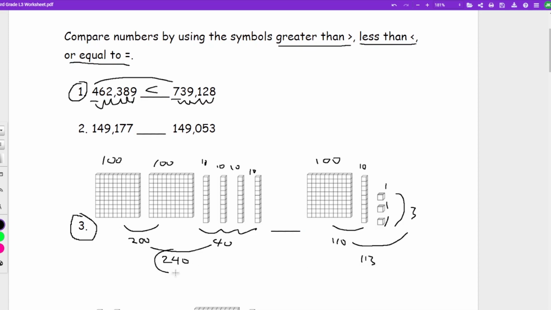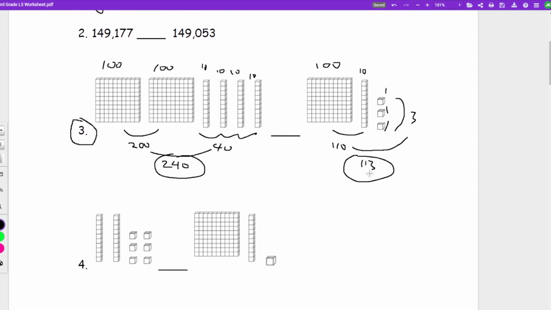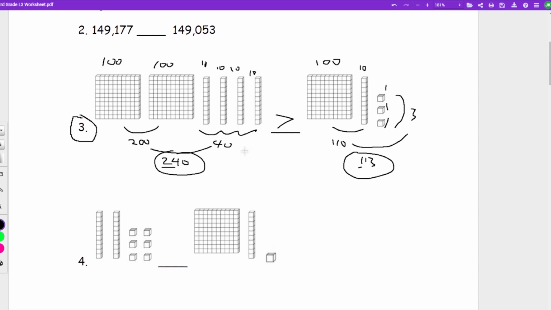Now, I'm going to compare these two numbers. Which is greater, 240 or 113? So I'm going to look at their first number, which is 2, and this is 1. And then I'm going to make sure that they're in the same place. So this 2 is in the hundreds place, and this 1 is also in the hundreds place, so I can compare them. And what is greater, 2 or 1? Well, 2, so I'm going to put greater than.